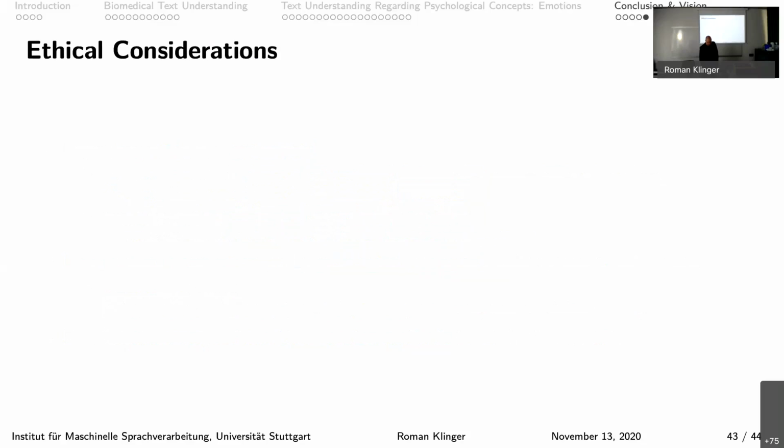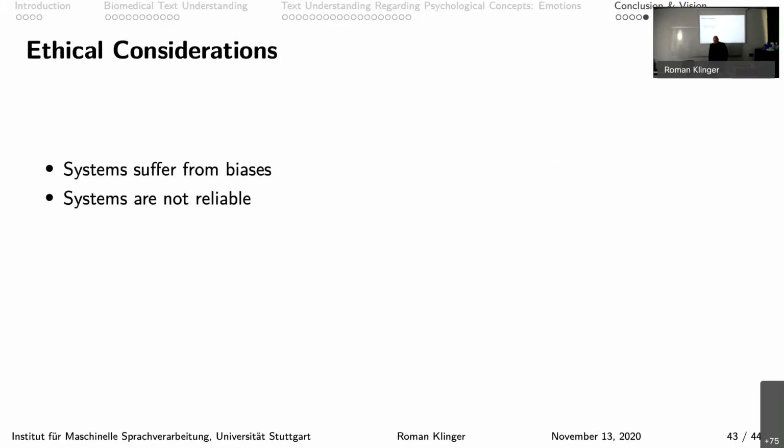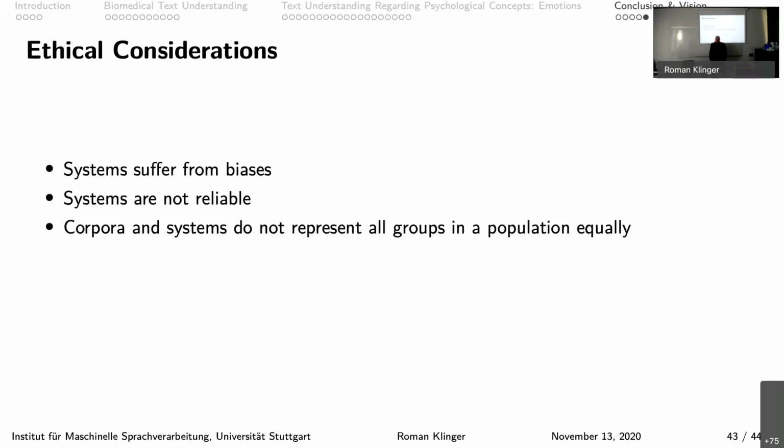I would also briefly like to state a couple of ethical considerations, because some of them, especially in the emotion case, might be pretty challenging. Systems that we develop clearly suffer from biases. This bias comes from input encodings, from corpora, and from annotations. That also means that these systems are not necessarily reliable. And further, corpora and systems do not represent all groups in a population equally. I just recently understood that this is the reason why we always need to report in quite some detail who annotated a corpus. It's important that we make very clear how a corpus annotation might depend on properties of the annotators.